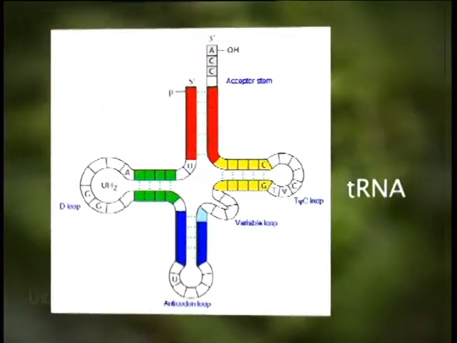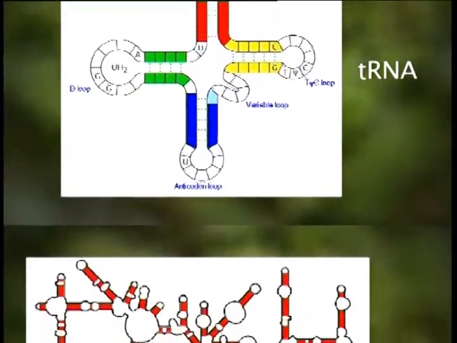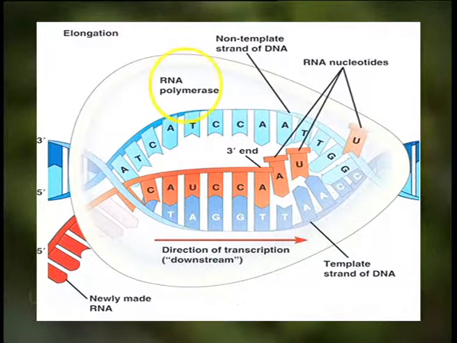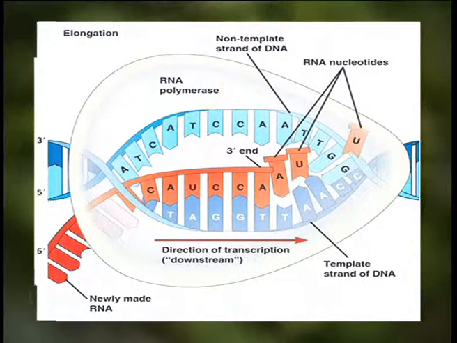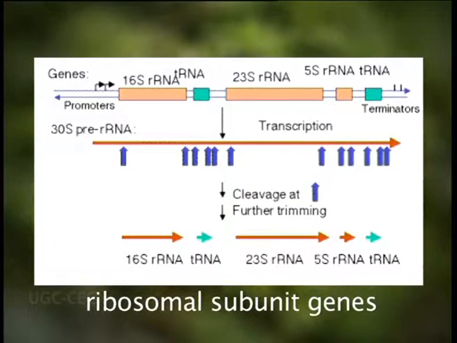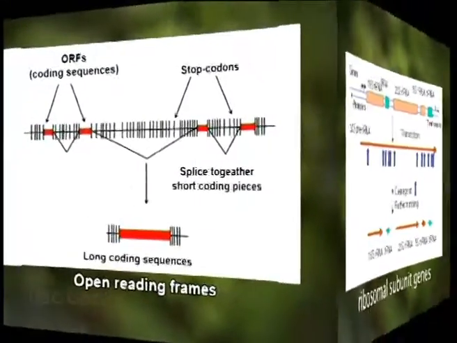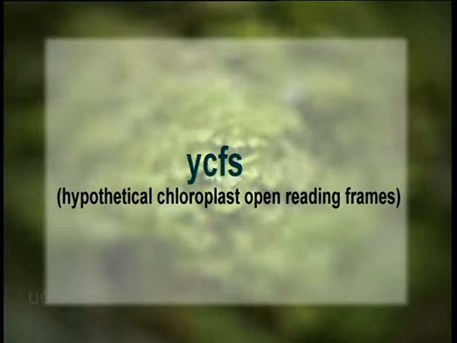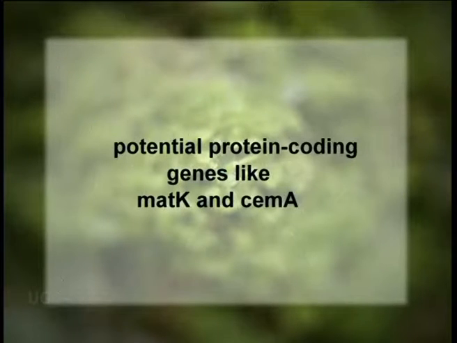This includes transfer RNA, ribosomal RNA, RNA polymerase, and ribosomal subunit genes. The third category comprises conserved open reading frames called YCFs, that is hypothetical chloroplast open reading frames, and potential protein coding genes like matK and semA.